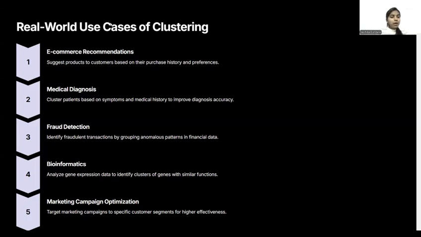Fourth is bioinformatics. It analyzes gene expression data to identify clusters of genes with similar functions. Last one is marketing campaign optimization. Target marketing campaigns to specific customer segments for higher effectiveness.